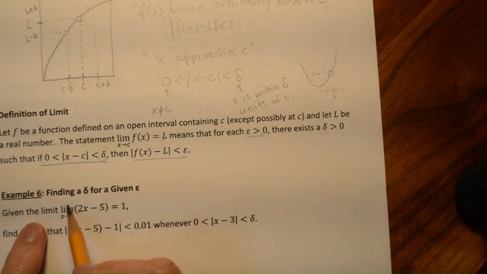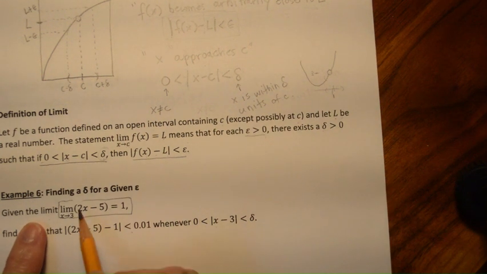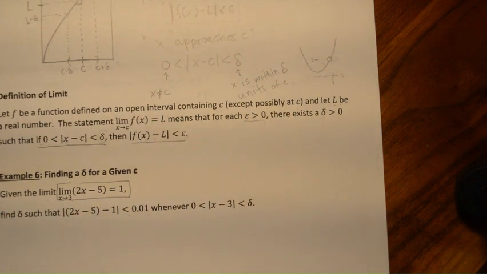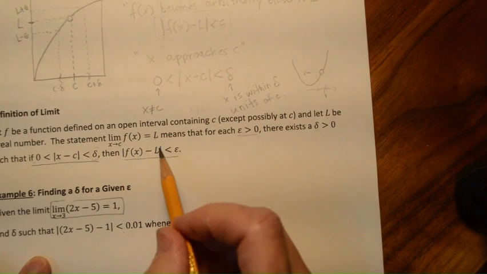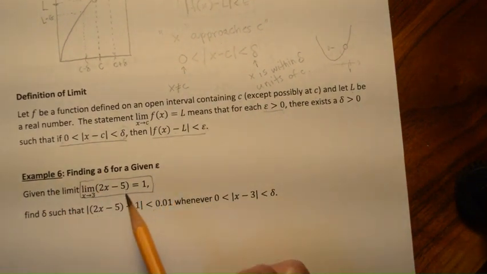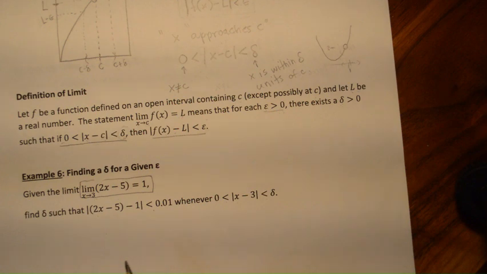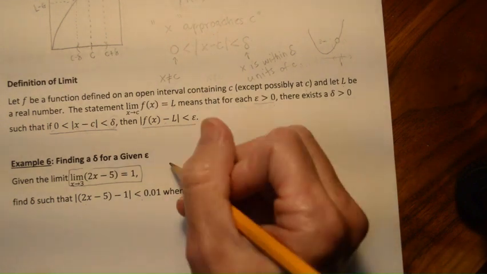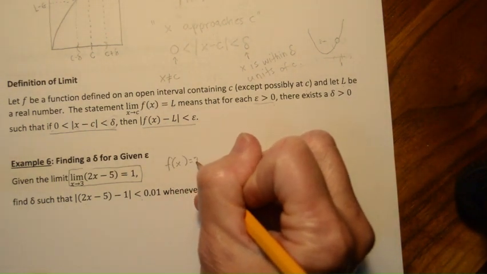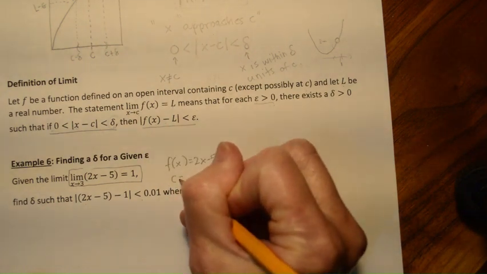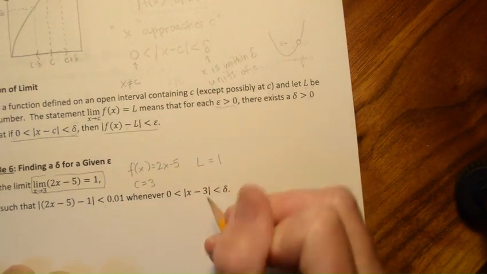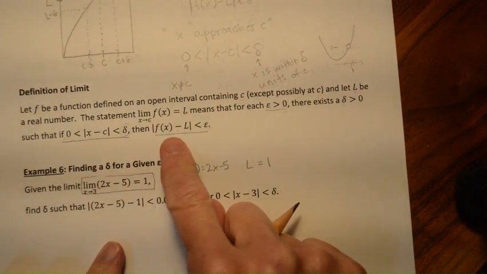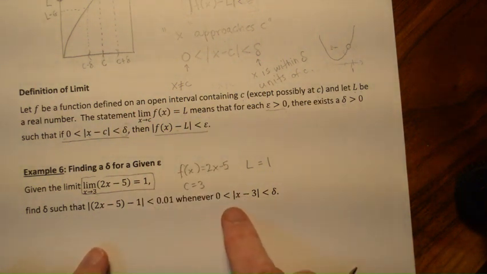So let's look at what they give us. First they say that this is true, that the limit of 2x minus 5 as x approaches 3 is 1. All right, so first of all, let's look back here and say, what is playing the role of f of x, what's playing the role of c, and what is playing the role of L? All right, so hopefully you're thinking f of x is 2x minus 5, c is 3, and L is 1. Agreed?